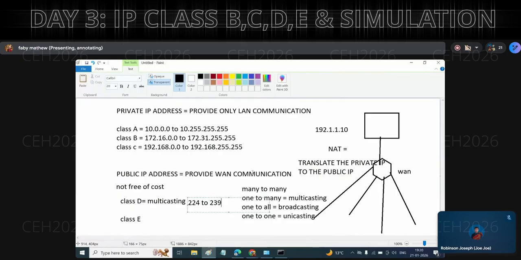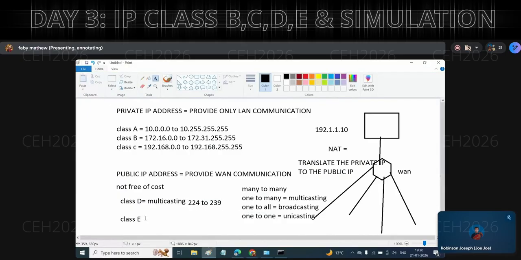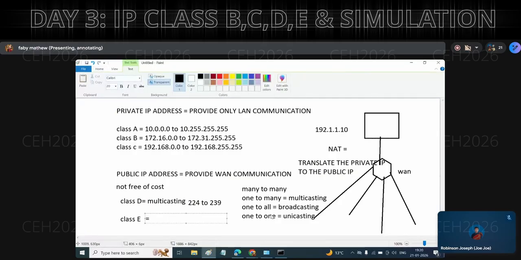Got it? And class E, sir. Class E is for research purposes. So class E addresses also cannot be configured on our machines. So only class A, B, C we can configure. Class D is for multicasting and class E is for research purposes. Fine. So this is all about IP addresses.